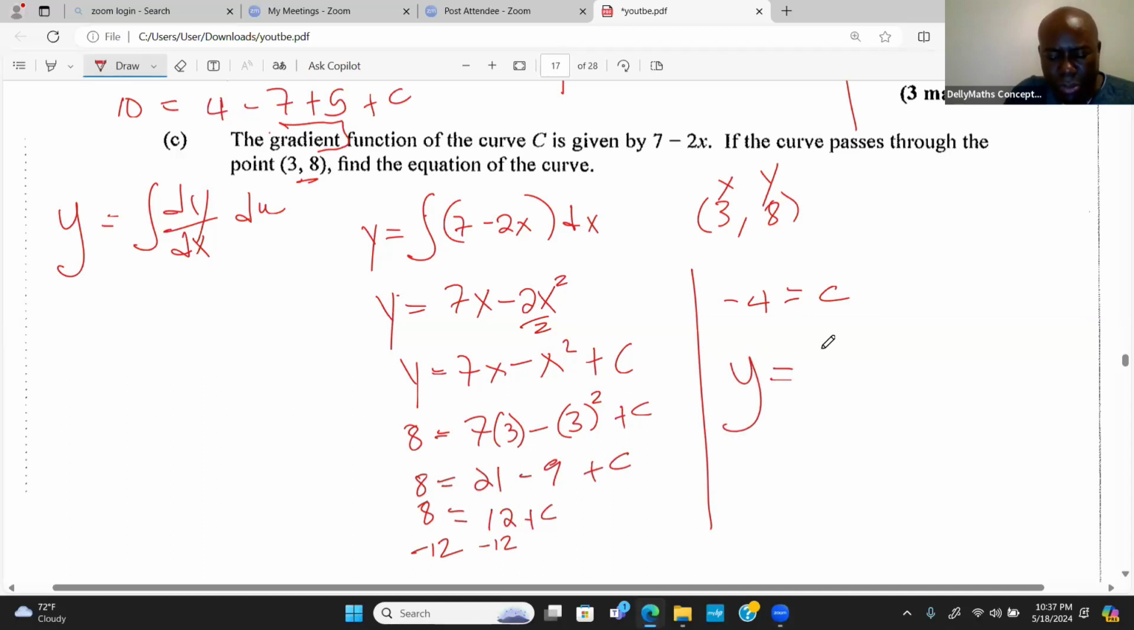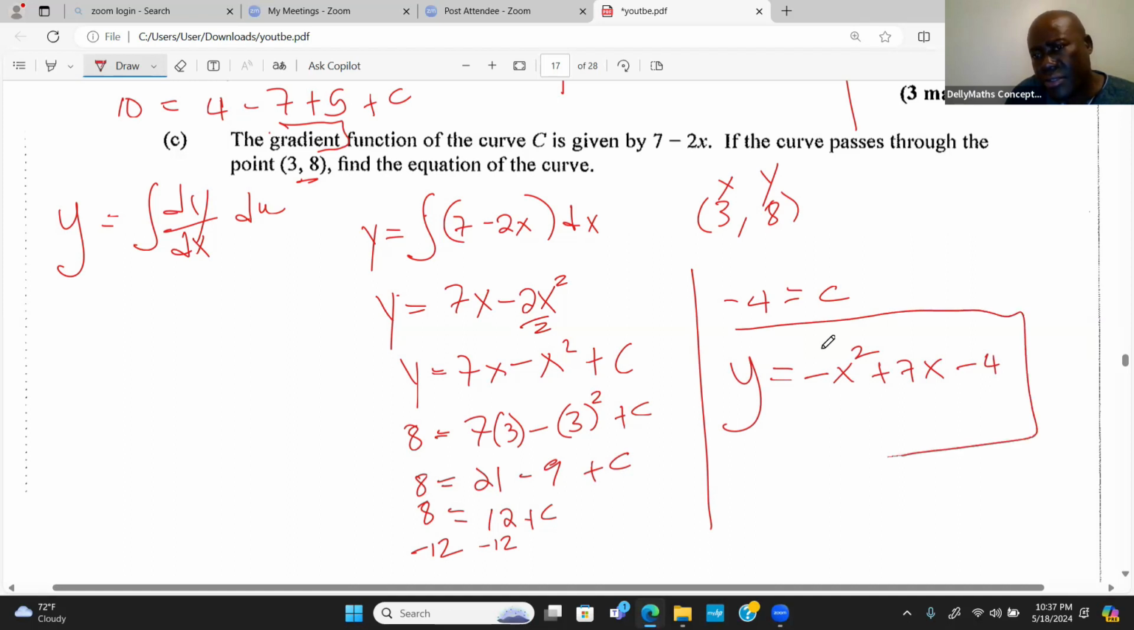I could set this up the way in which I want. So I'm going to put the x squared part first. So it's going to be negative x squared plus 7x minus 4. So this is the equation of that curve with a gradient of 7 minus 2x, passing through that point at (3, 8). And we're done right there.